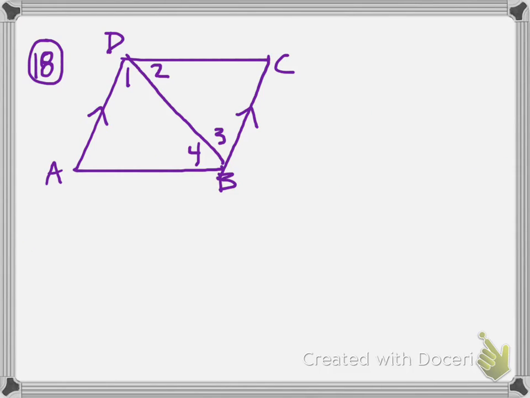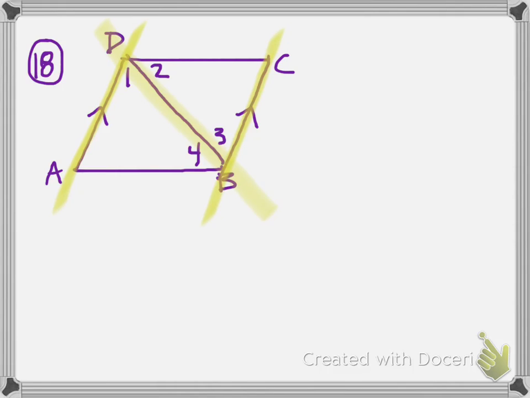So for number 18, we're just given this quadrilateral. All we know is that AD and BC are parallel. So at this point, it could be a trapezoid, might be a parallelogram, but we need to know some more information. So what I'm going to do is highlight my parallel sides and a transversal. I know some expressions for each of the 4 angles, 1, 2, 3, and 4. So the transversal that touches all of those angles is the one from D to B.